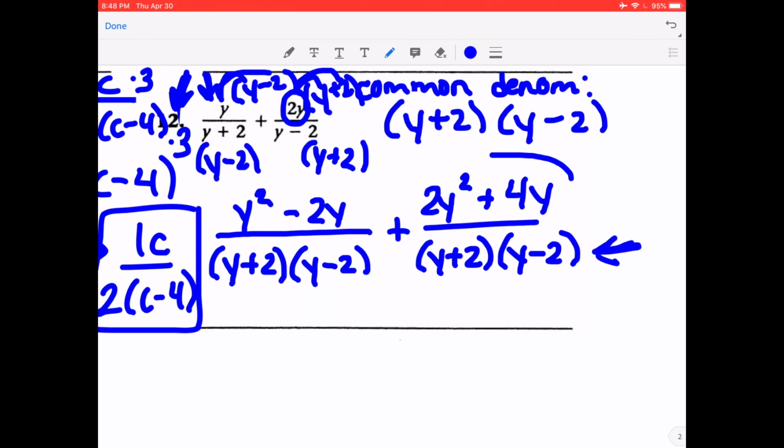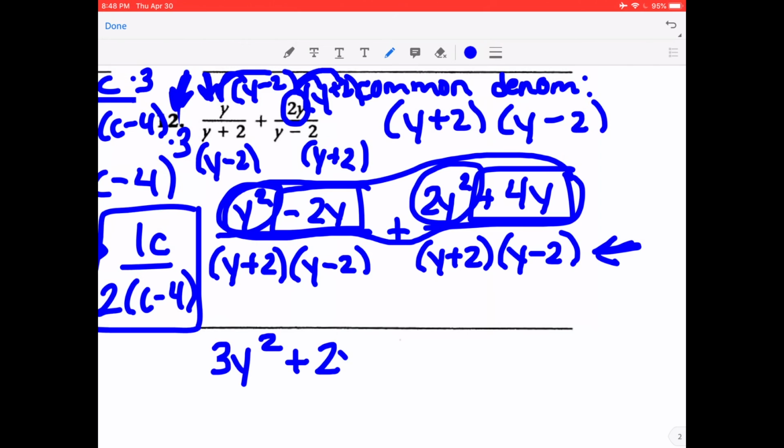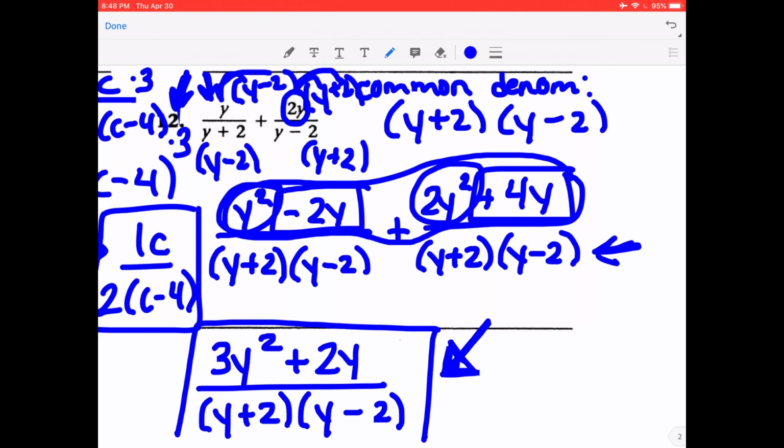So now my last step is to add the numerators. So I have y squared plus 2y squared. So I end up with 3y squared. I have negative 2y plus 4y. So I get positive 2y over (y plus 2)(y minus 2). Okay, guys? So this right here would be my final answer for number 12.